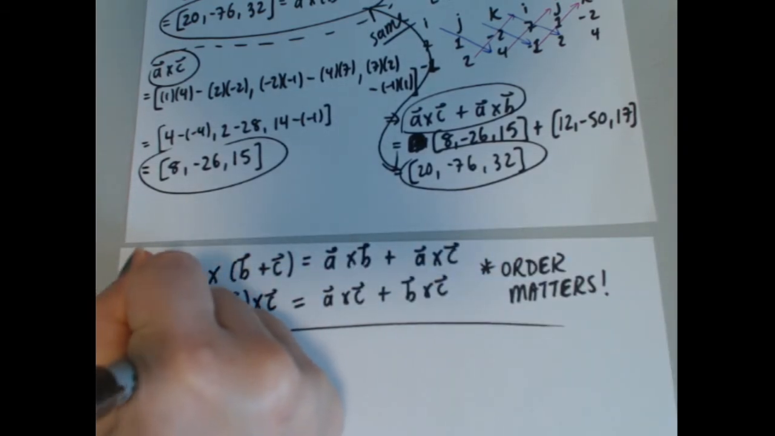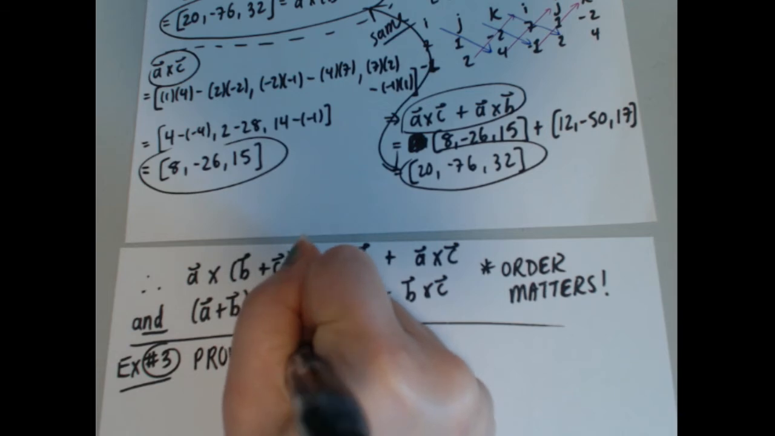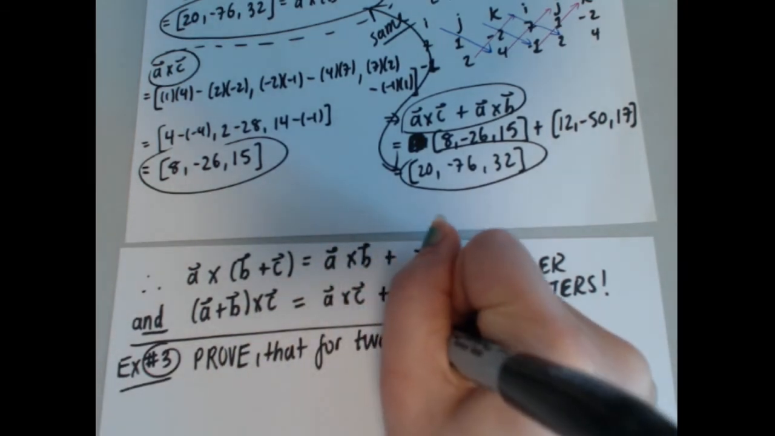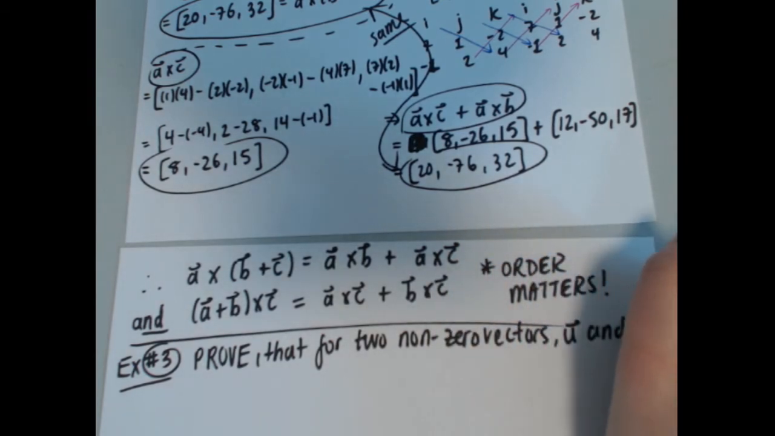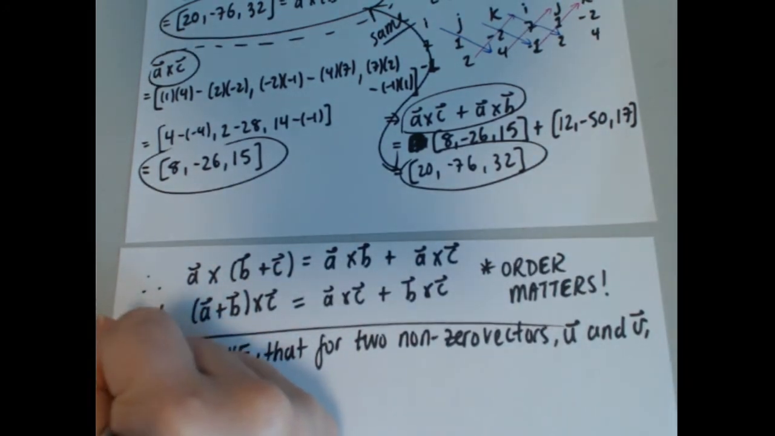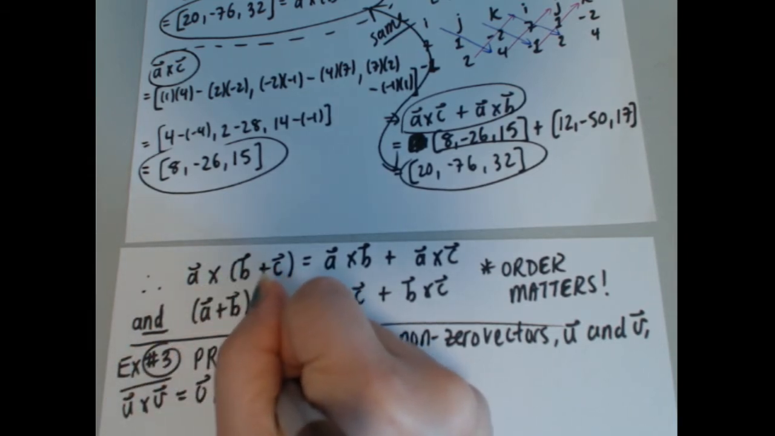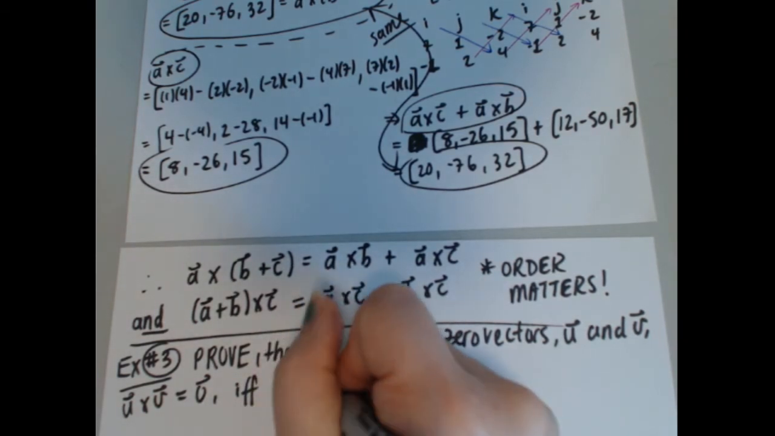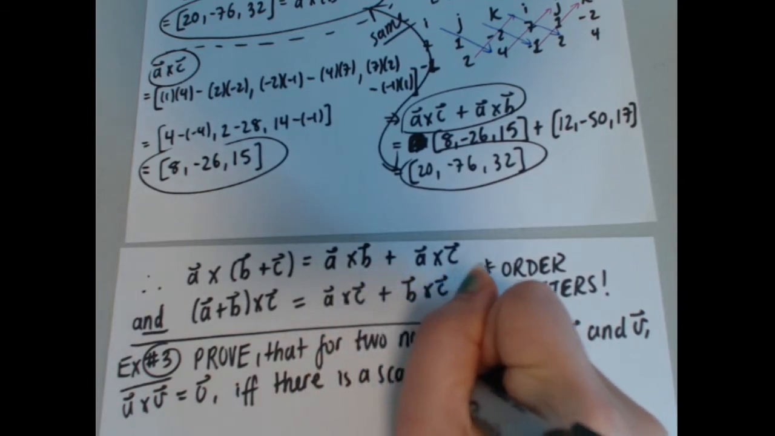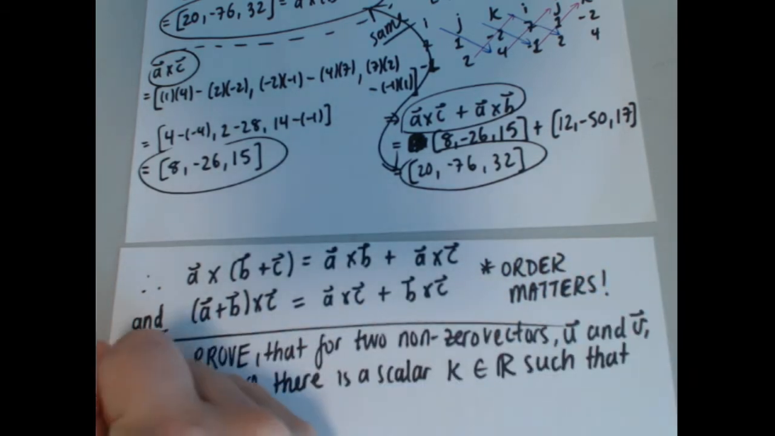Example 3. This is going to be a proof. Prove that for two non-zero vectors, u and v, where u cross v equals 0, this happens if and only if, so remember that's what IFF stands for, if and only if there is a scalar k, which is an element of the real numbers, such that u is equal to kv.